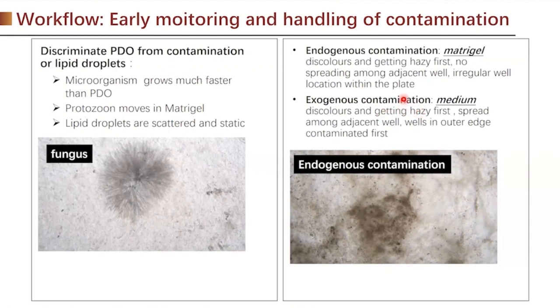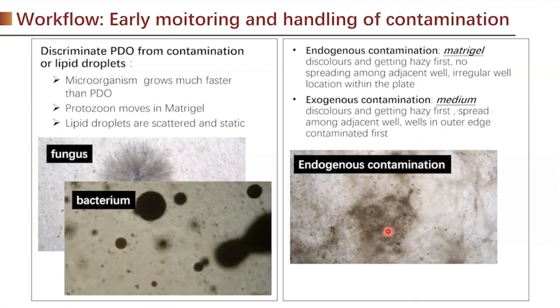For endogenous contamination, the Matrigel will discolor and get hazy first, with no spreading among adjacent wells. The well is in a regular location within the plate. And exogenous contamination will present as the medium discoloring and getting hazy first, and spreading among adjacent wells. Wells at the outer edge are contaminated first.